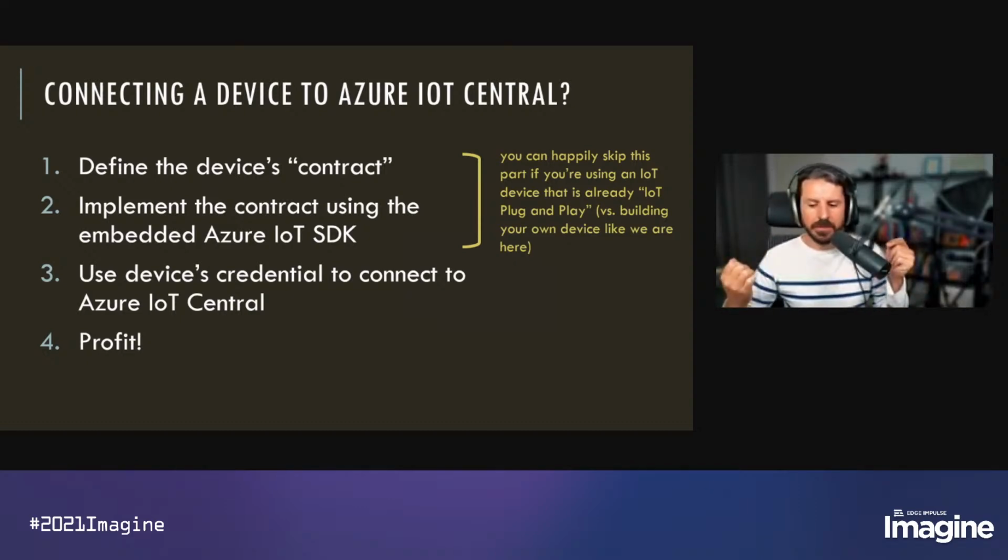And once we've done that, then we effectively have IoT data, IoT signals, available in the cloud. And that's step 4. And that's a lot of fun, and we'll see about that. But a few more words about the contract thingy.